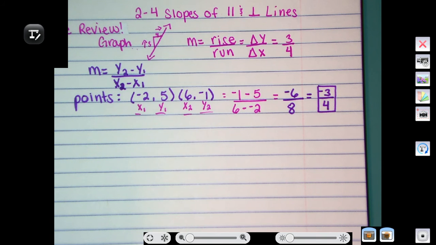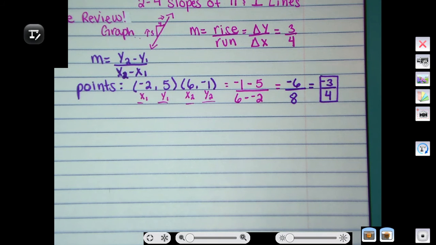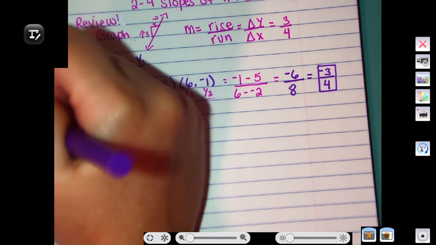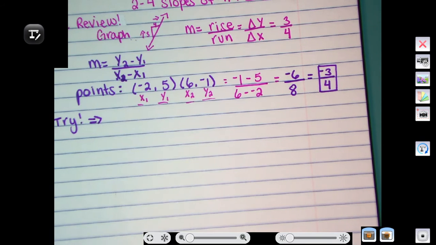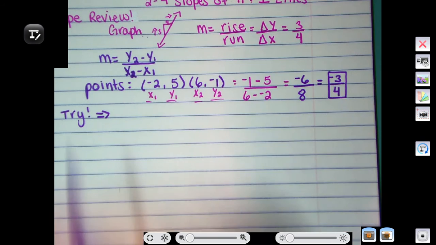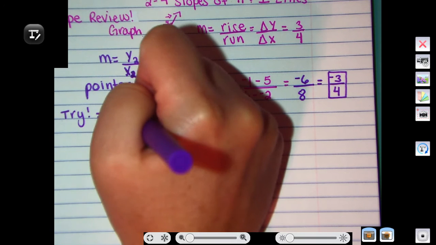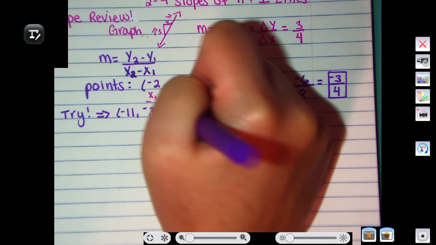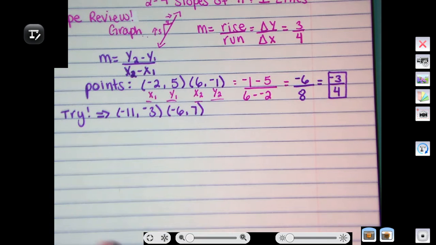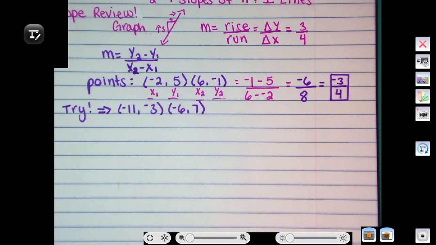That is something from last year. So this may look familiar to you, but you might have needed a little refresher. So again, that's just doing some integer operations. So I'd like to give you just one to try to see how you remember this type of problem. So find the slope for me between these 2 points. -11, -3, and -6, 7. So see if you can find the slope between those 2 points on your own.